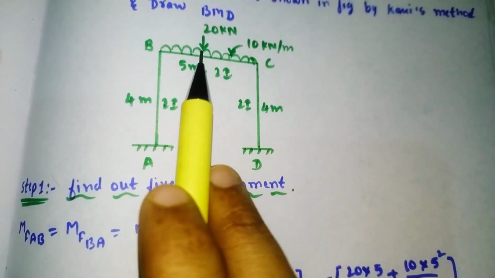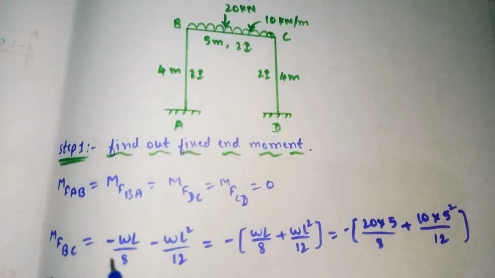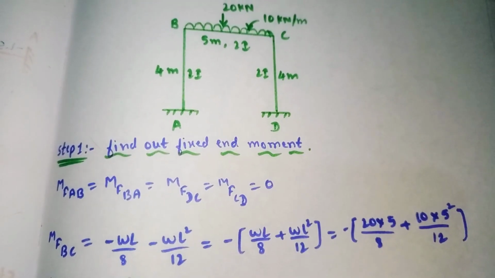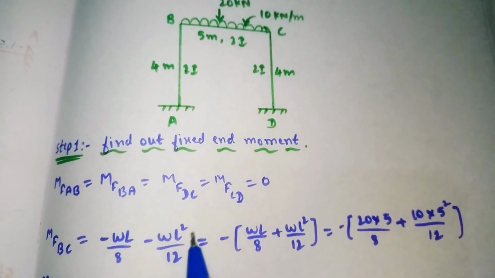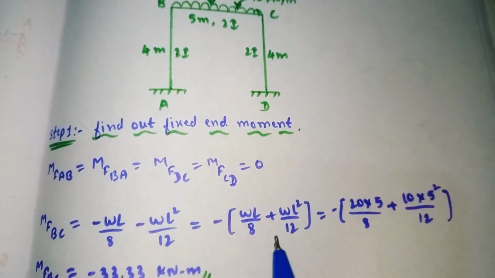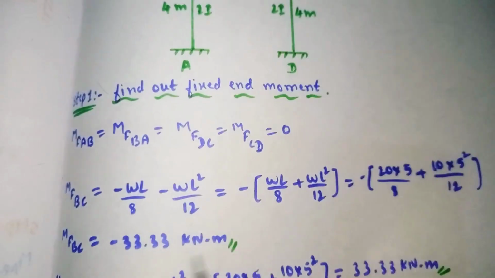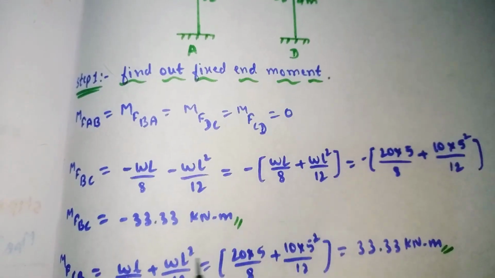So BC is carrying the point load as well as UDL. For the point load we have the formula minus WL divided by 8, and it is also carrying the UDL, for which we have the formula minus WL square divided by 12. I have taken minus common and substituted all the values. It will come out as minus 33.33 kilonewton meter.